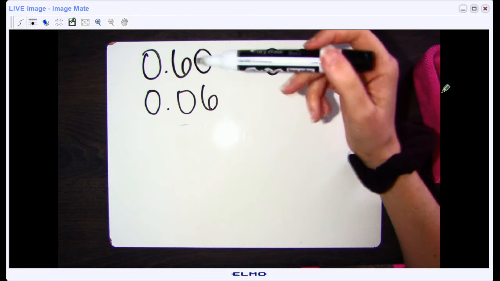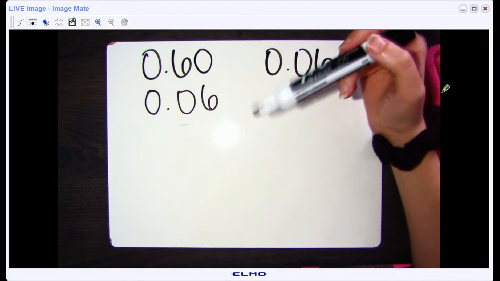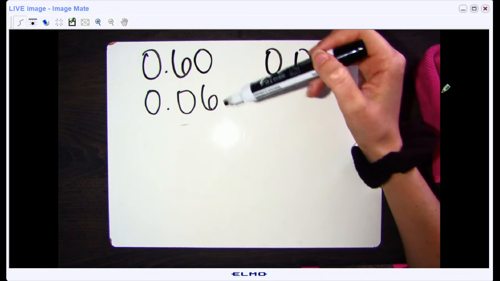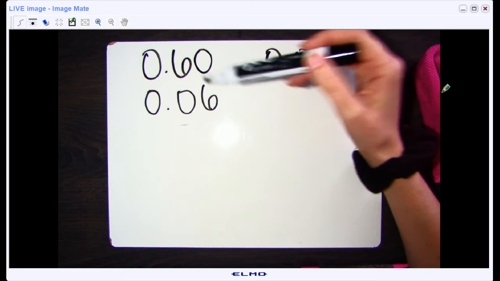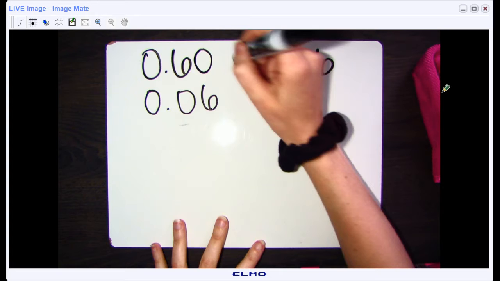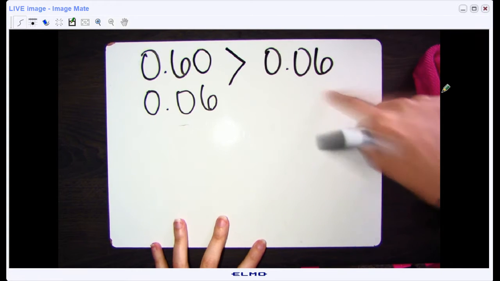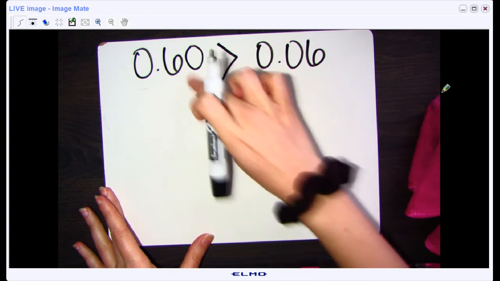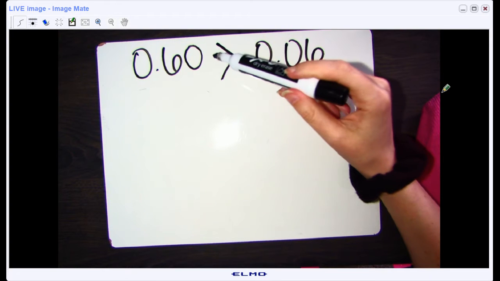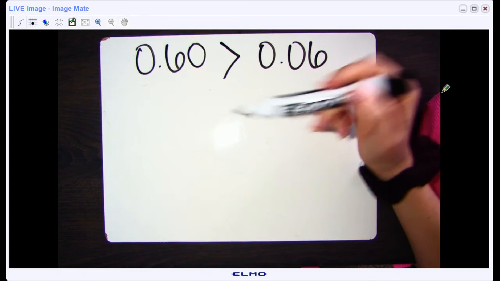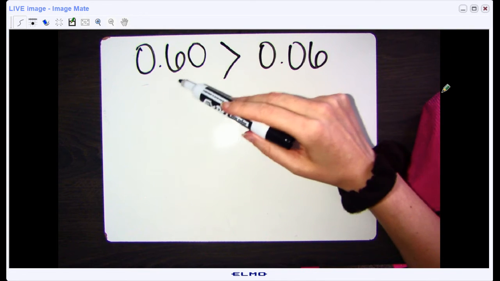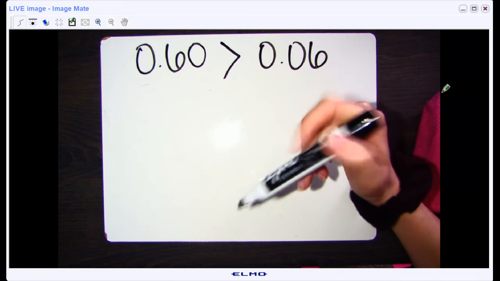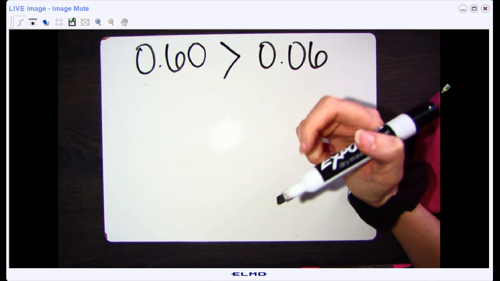So in this case, now I can look at this and it looks a little bit easier to see that 60 is obviously bigger than 6. So this 6 tenths is bigger than this 6 hundredths. You don't have to add that 0 in there if you can see it and know that this 6 tenths is bigger than this 6 hundredths. I like to do it just to make sure that I'm getting the most accurate answer.